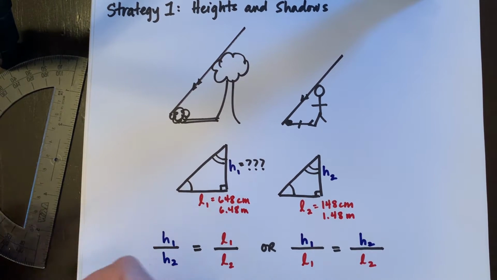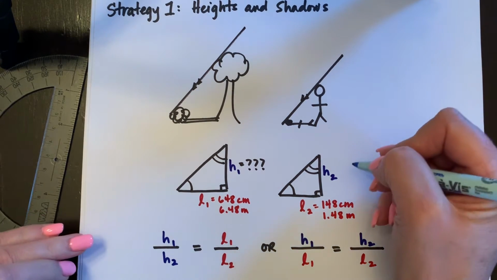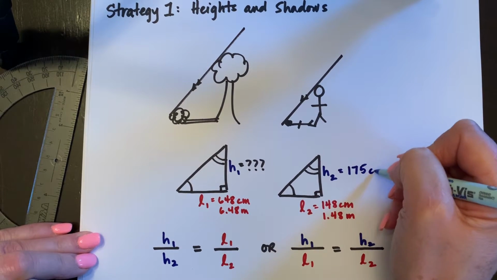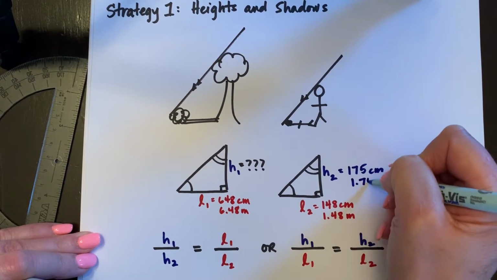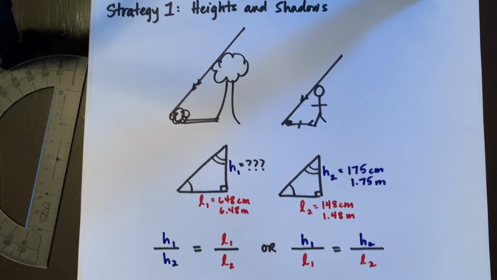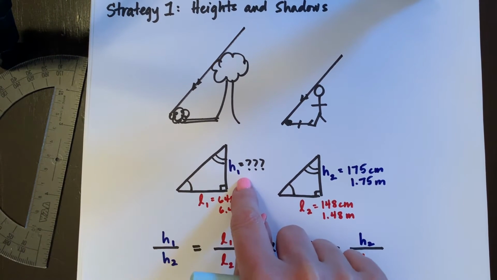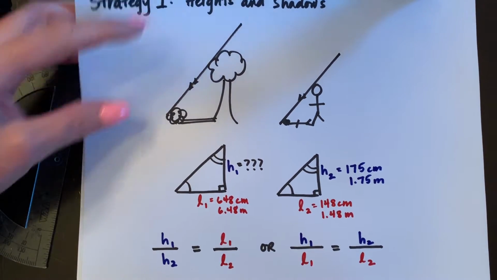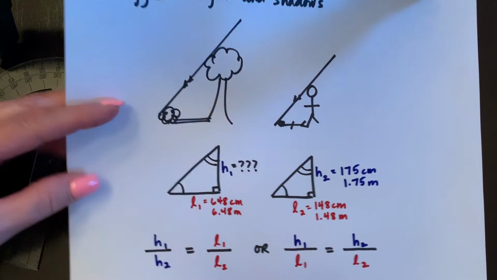I asked my daughter what her height was, and we actually went ahead and verified it just to make sure we had some accurate numbers. And she is 175 centimeters tall, or 1.75 meters. So now we have three of the values that we need, leaving us just one unknown. So now we can substitute them into our proportions and solve.